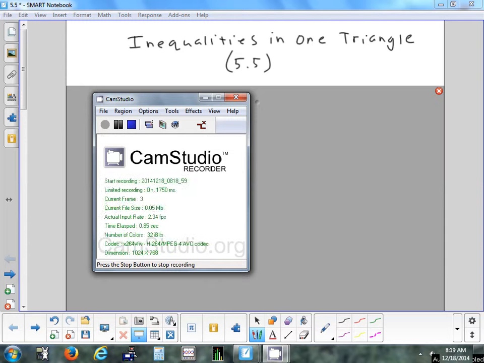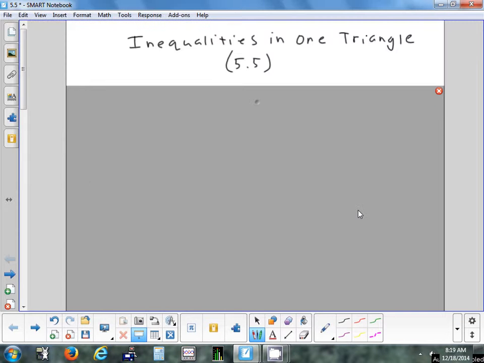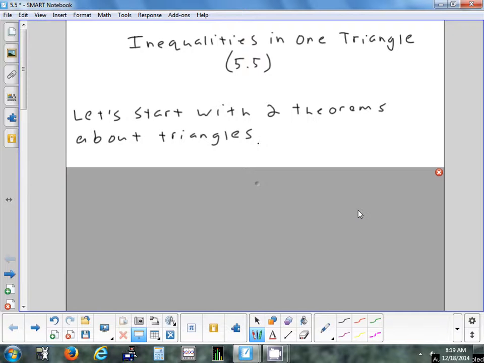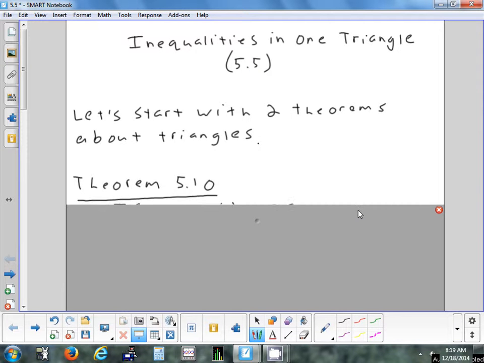We're going to look at inequalities in one triangle. When we do section 5-6, that's on inequalities comparing two triangles. So today we're just going to look at one triangle. All right, let's start off with a couple theorems.